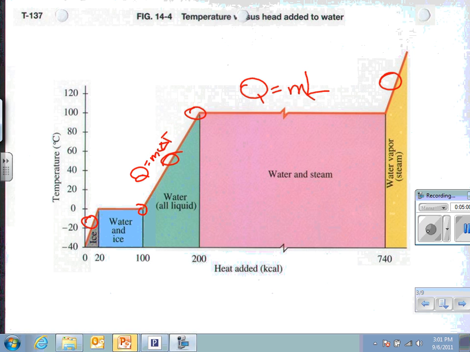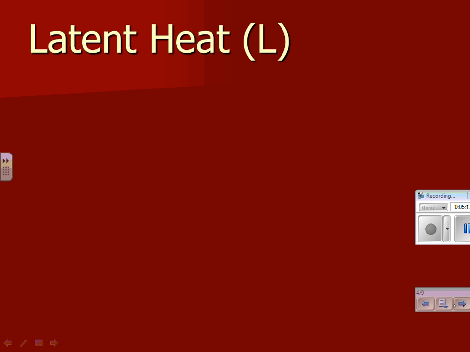And there's two different kinds of latent heat. There's latent heat of fusion and latent heat of vaporization. Going from solid to liquid is the latent heat of fusion. Going from liquid to gas is latent heat of vaporization. Okay, so in this case, it would be latent heat of vaporization. So what I just told you, I'm going to say on this slide. Latent heat.